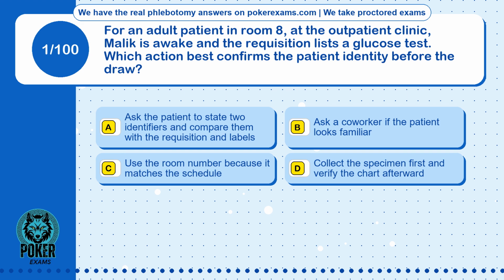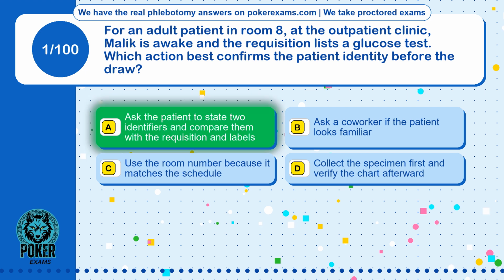Option B. Ask a co-worker if the patient looks familiar. Option C. Use the room number because it matches the schedule. Option D. Collect the specimen first and verify the chart afterward. The correct answer is option A. Ask the patient to state 2 identifiers and compare them with the requisition and labels.